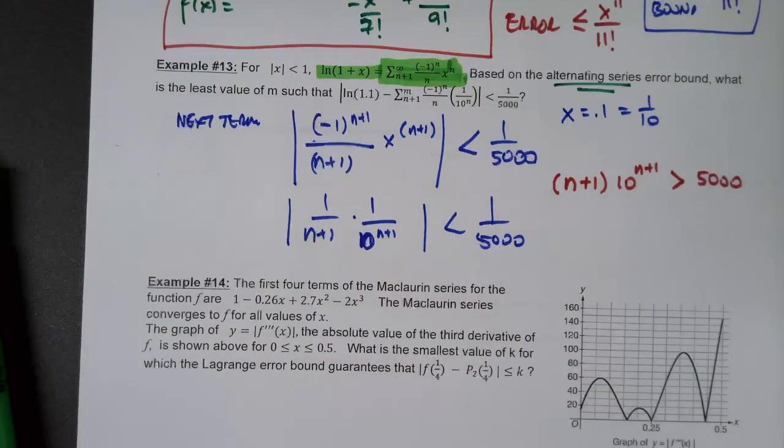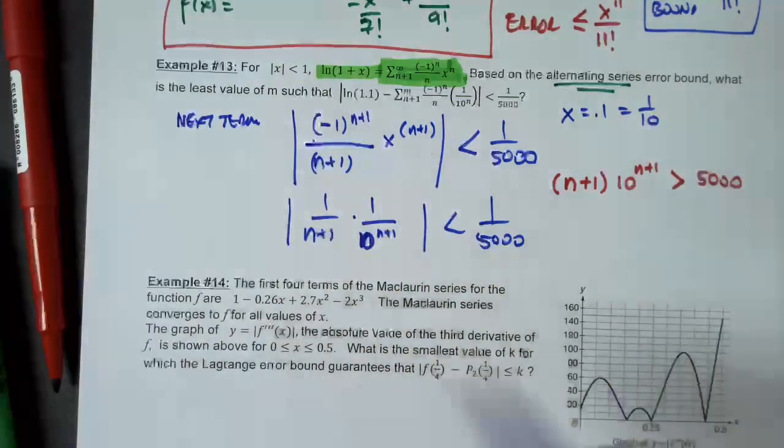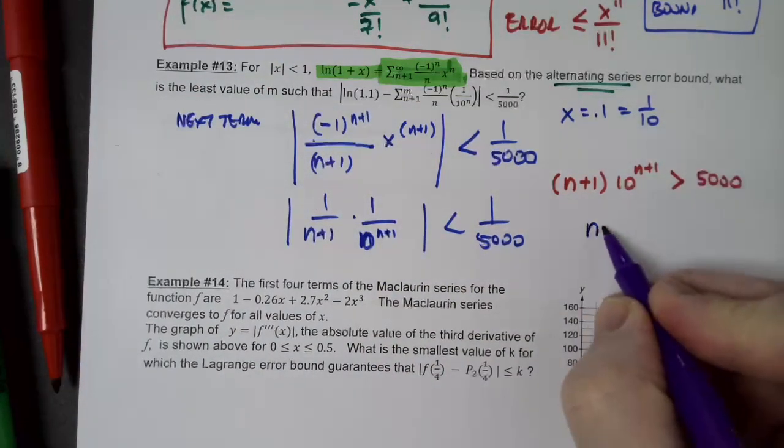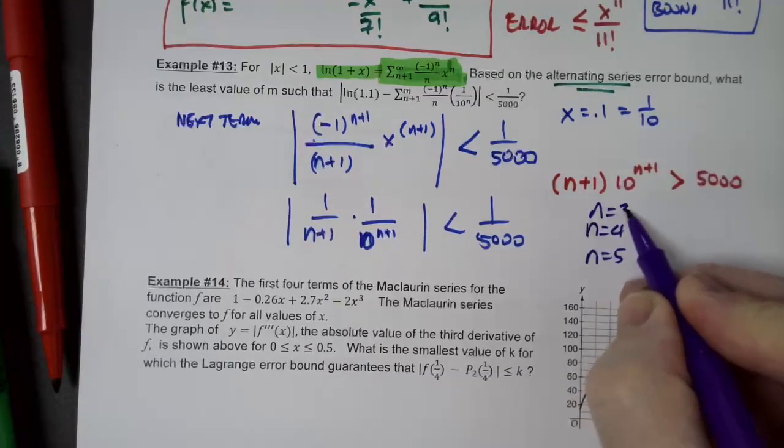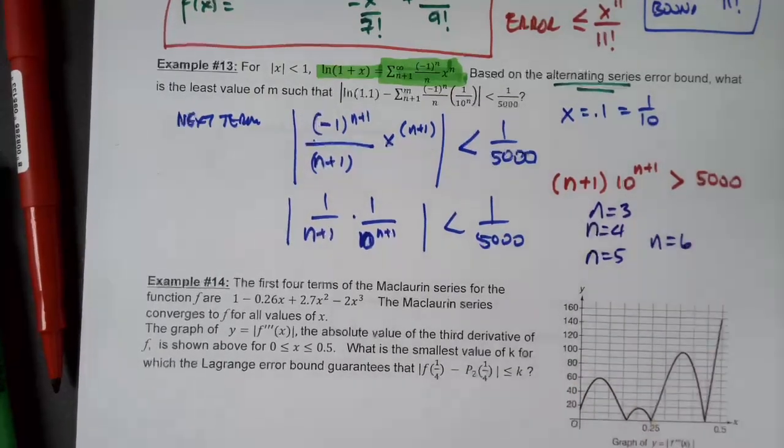You could use the fractions here and keep it as a less than, but again, substitute in n equals 4, n equals 5, n equals 3, n equals 6, and then you're just going to guess and check your way through that.